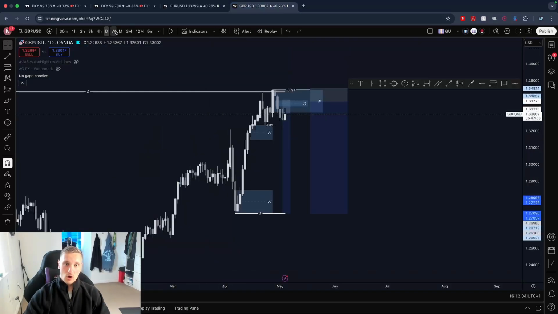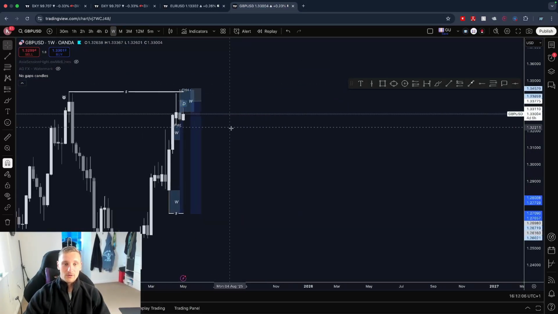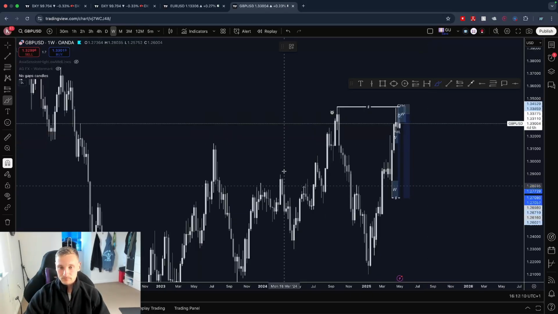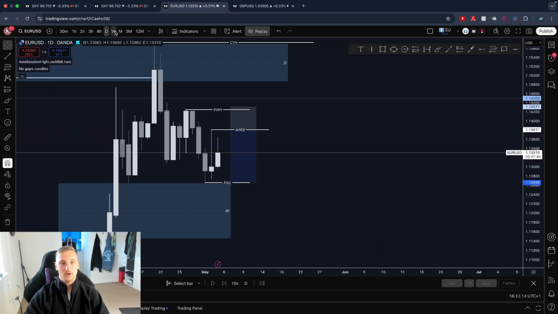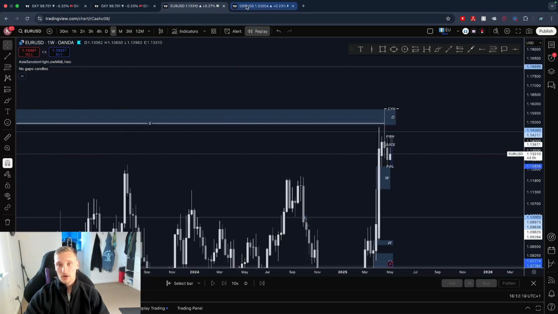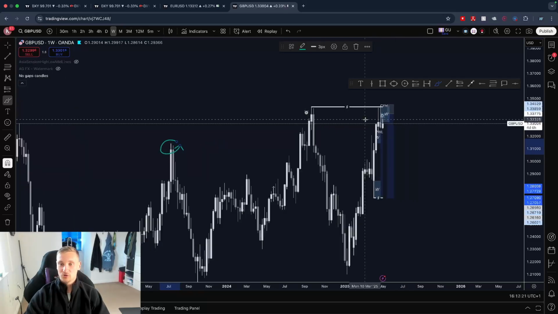As for GU though, I am very much more bearish. Reason being, and we've got to remember where we're at because you've got to compare it to EU. This is 2023 high. So EU's 2023 high was very close to 2024's high. In fact, it was slightly higher. GU, it wasn't like that.